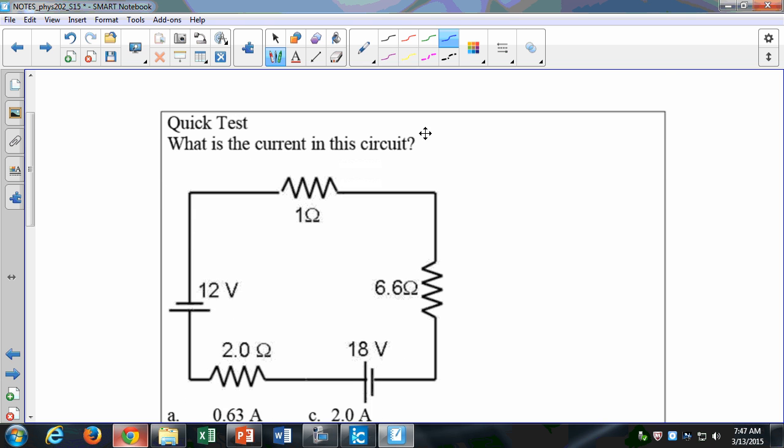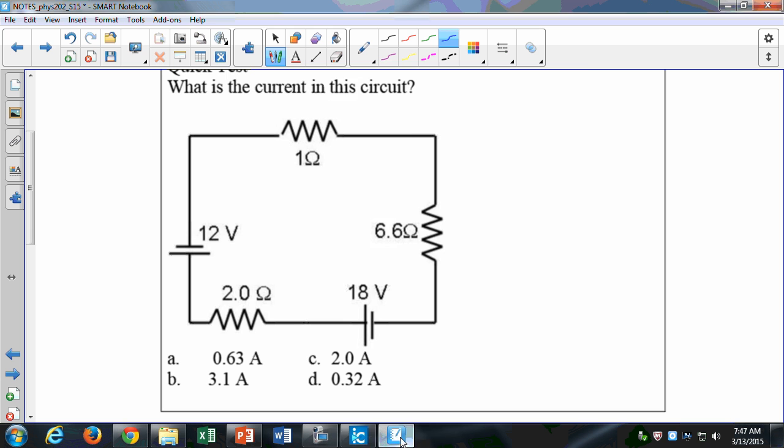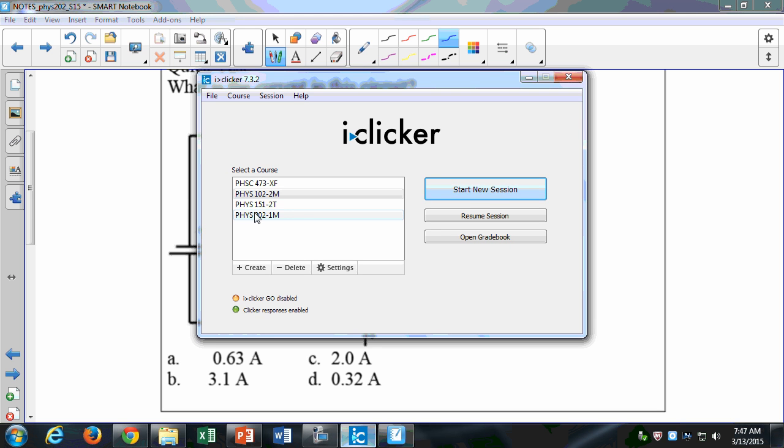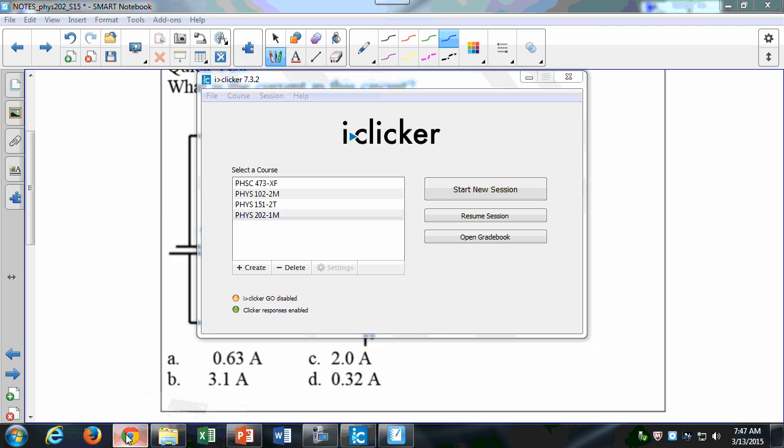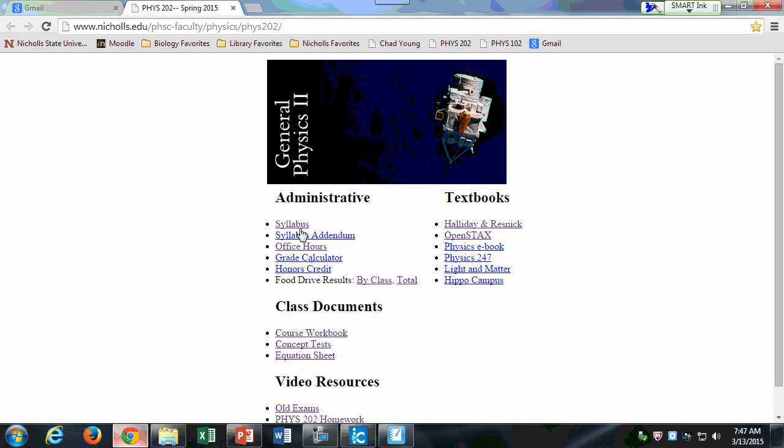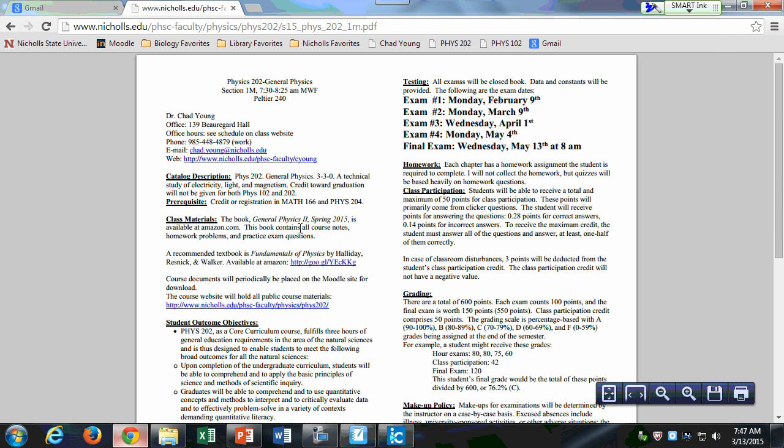All right, let's try this one. It's a quick test. By the way, our next test, just to give you a little heads up, is April 1st, which I think is 2 weeks from this coming Wednesday? Yeah, 2 weeks from this coming Wednesday, so just keep that in mind.